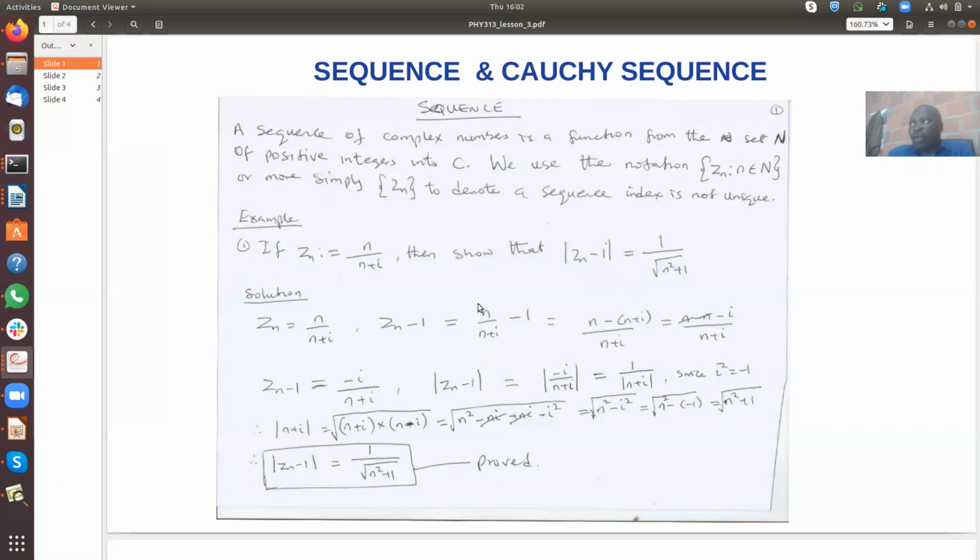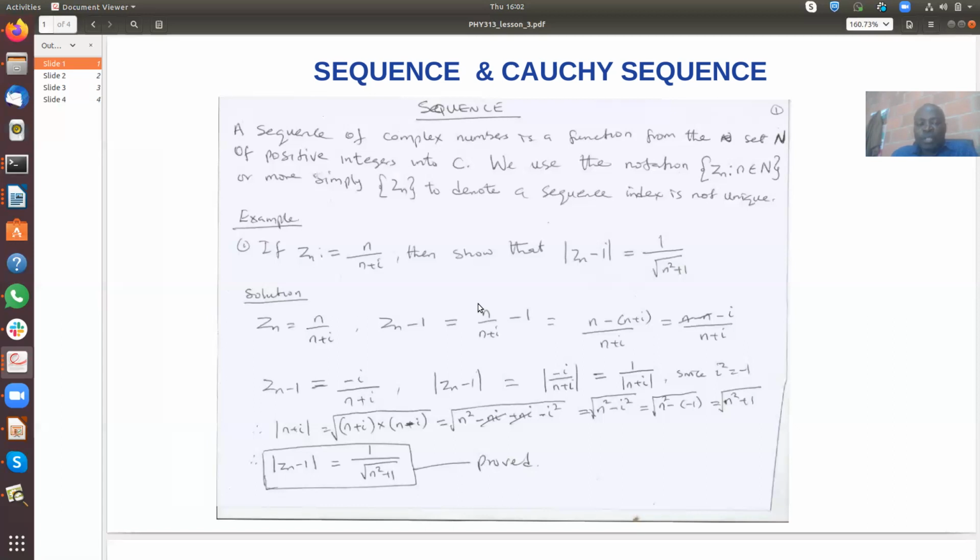For example, you have a building. In the building, there are rooms, six or seven rooms. So the building itself is the set N. Now inside the building, the rooms are just like the C. So if you have this, you can denote the sequence by the term Zn such that n is an element of N, that is, n belongs to capital N.